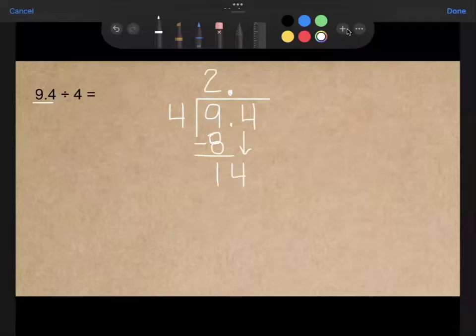If that doesn't seem familiar to you, if it's been a while since you've done division, I encourage you to go back and see some of my previous videos about dividing whole numbers.